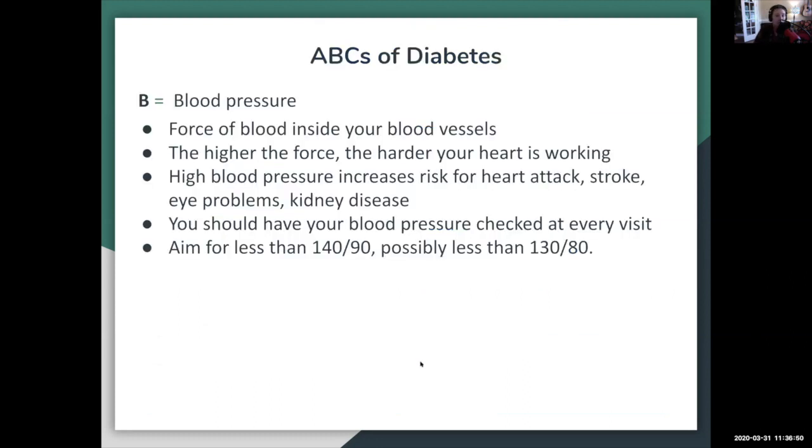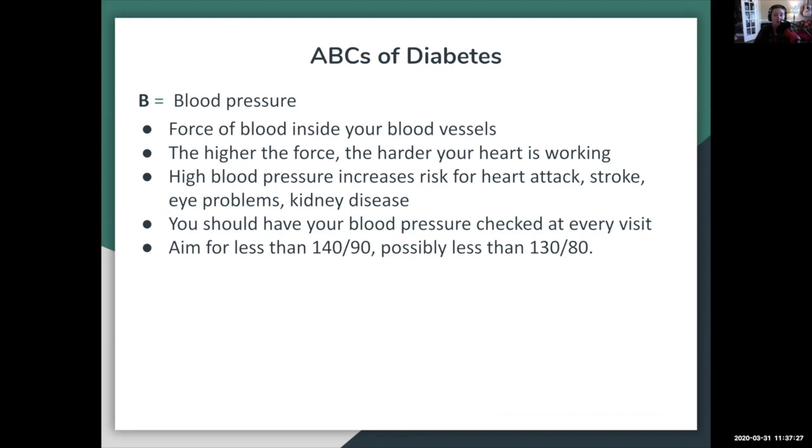All right, B's, we care about blood pressure. This is a really big deal. Blood pressure is the force that the blood inside of your vessels exerts on the wall of that tube that is your blood vessel, okay? When the force is high, your heart has to work harder. High blood pressure increases our risk for heart attack and stroke. It causes problems in the retina. It causes problems in the kidneys. It's no good. We want to make sure that blood pressure is controlled.